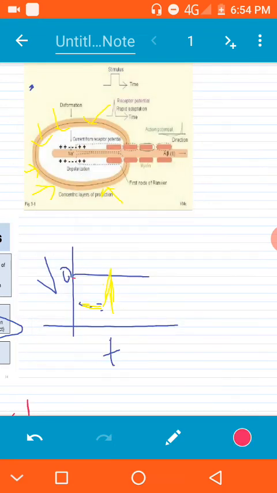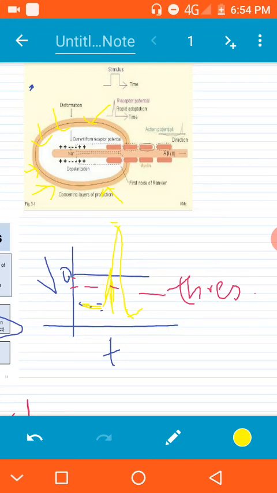Let's assume the threshold is somewhere here. Let me call it thresh. As soon as it reaches the threshold, there will be an upstroke, and it will go beyond, reach the peak, and as it repolarizes, it will go below the resting membrane potential, and as a result of the action of the sodium potassium ATPase pump, it will come back to its original location. So this is your spatial summation.